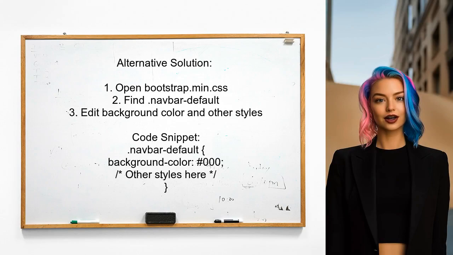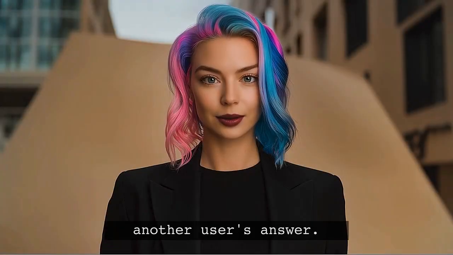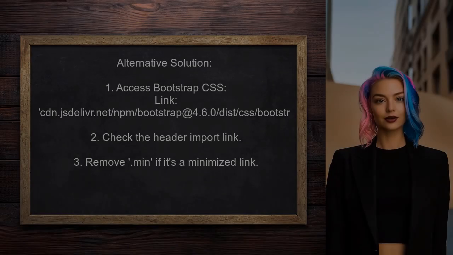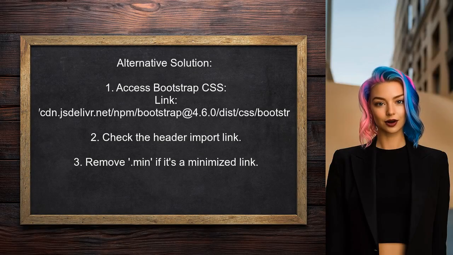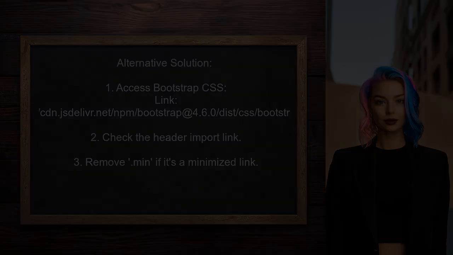One alternative solution is to locate and edit the CSS definitions directly in the bootstrap.min.css file. This allows you to see and modify the full style definitions for the navbar-default class. Let's take a moment to review another user's answer. One alternative solution provided by a user is to access the full CSS definitions for Bootstrap classes directly from a CDN link. They suggest using the link for Bootstrap version 4.6.0, which allows you to view and modify the CSS styles, including the .navbar-default class.